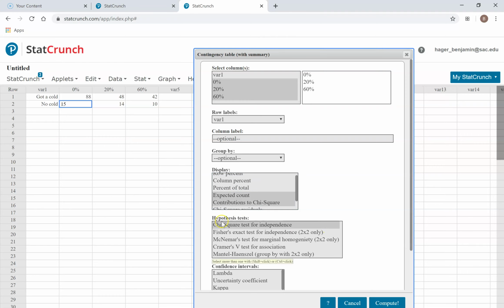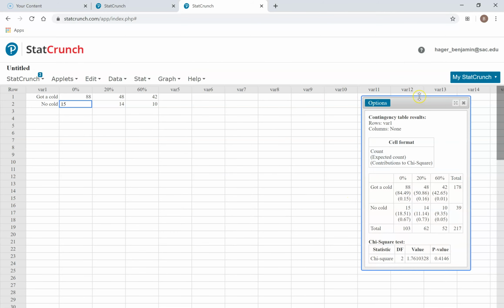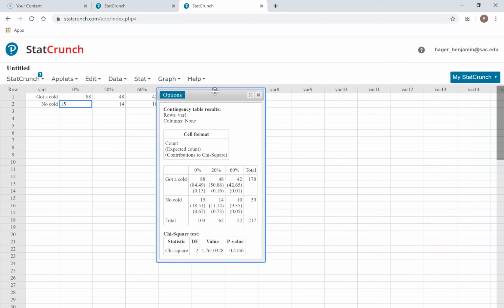This test is the chi-squared test for independence. You just leave it where it's set. You don't need to worry about the other ones, just more tests. And here's what it tells us. Here are the results, and they tell you the format. The first number is the count, so what we observed. The second number is the expected count, what we would expect. And the last number is the contribution to the chi-squared test statistic.